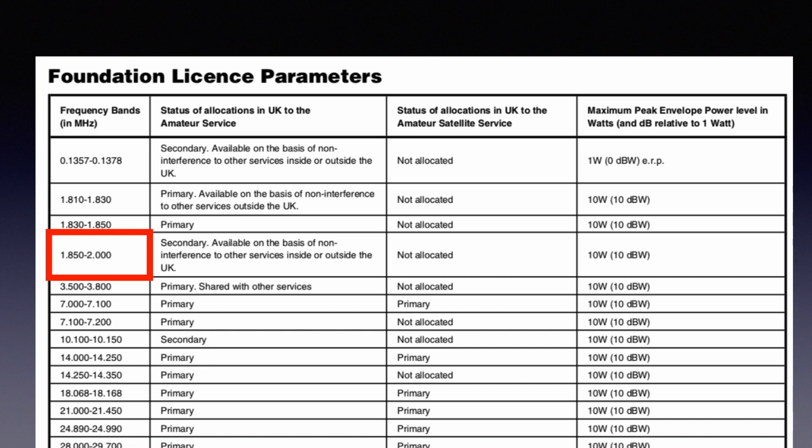And the multiple choice questions in the examination will ask you to reproduce, if you like, it'll give you a frequency. It'll say you are transmitting on a frequency of 1.815 megahertz. On what basis can you use this? Is it A, primary, available on the basis of non-interference to services outside the UK? Is it primary, or is it secondary, etc.? So you'll need to be able to answer questions based on looking up the frequency there.